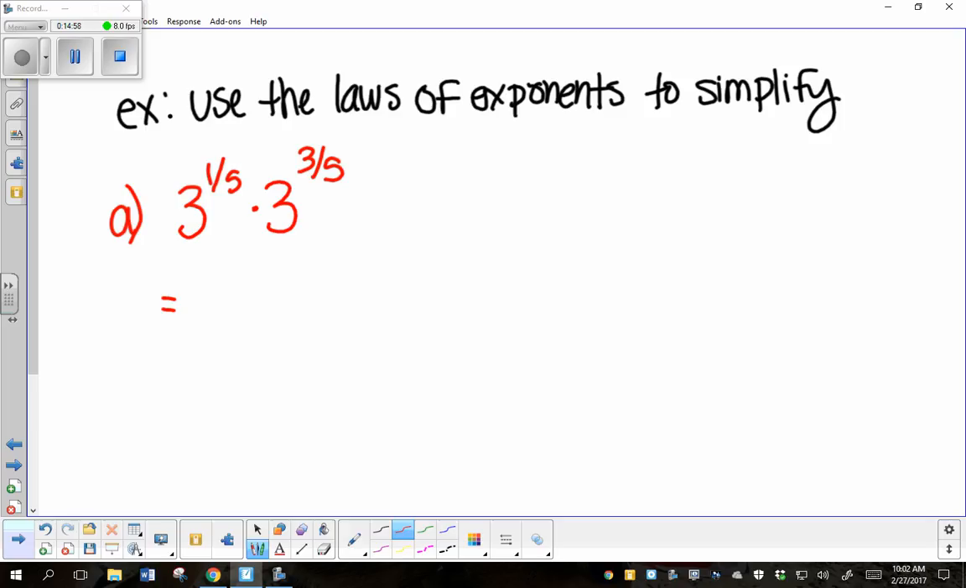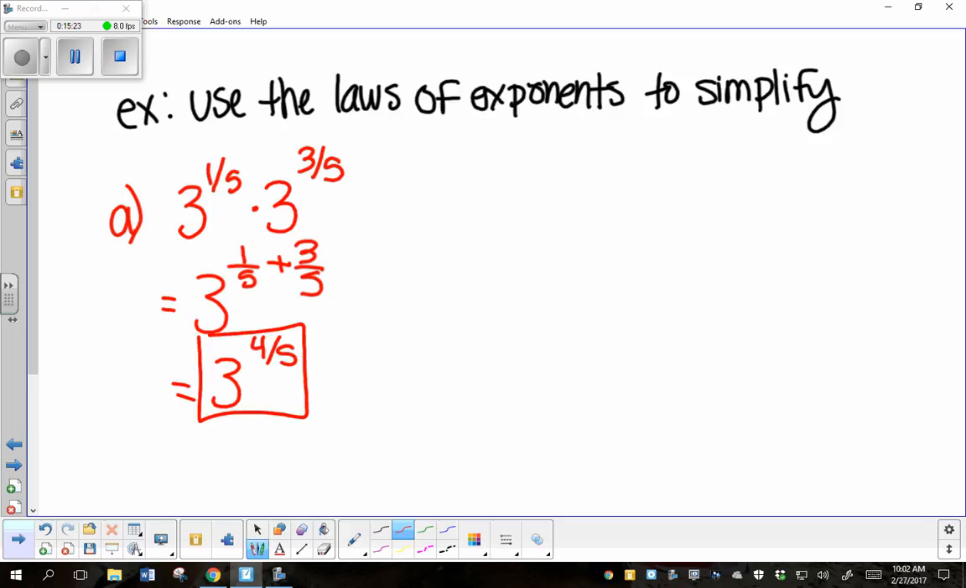So we've got 3 to the 1/5 times 3 to the 3/5. Raise your hand. What should I do with the exponents? Okay, add them. So we're doing 3 to the 1/5 plus 3/5. Raise your hand if you can tell me what 1/5 plus 3/5 is. Liv? 4/5. 3 to the 4/5, because that's the rule that we've learned about exponents.